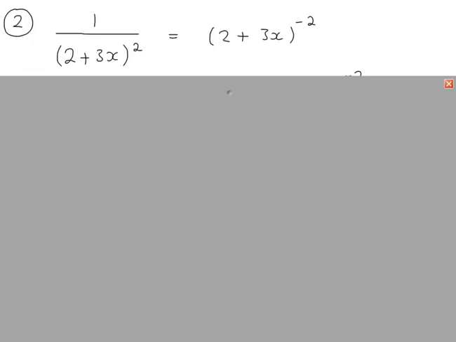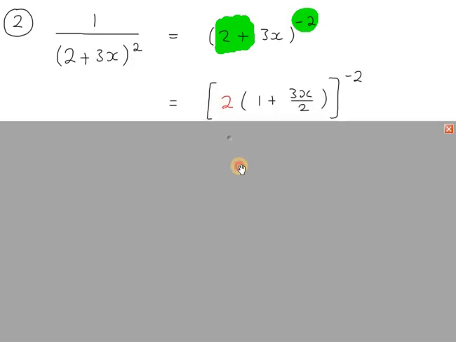Example 2. In this one we're just going to look at the factorization part, the initial steps that need to be taken. So we need to rewrite this first in its proper form before we can continue with our binomial expansion. We see that we have a negative index, so to use the binomial formula for the expansion, this has to be a 1 plus.